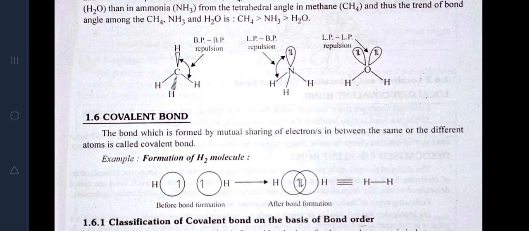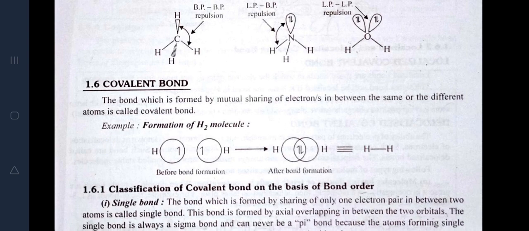Covalent bond. The bond which is formed by the mutual sharing of electrons between the same or different atoms is called a covalent bond. For example, formation of H2 molecule. Before bond formation, there are two hydrogen atoms, and after sharing there is a bond between the hydrogen and hydrogen atoms.